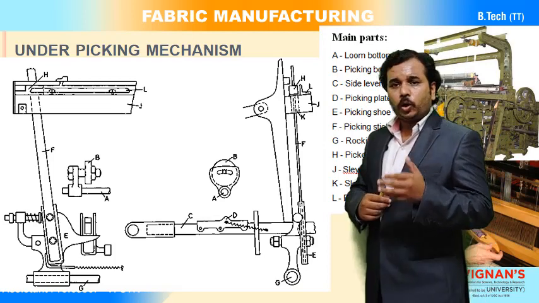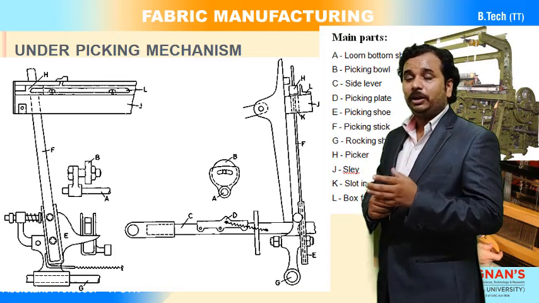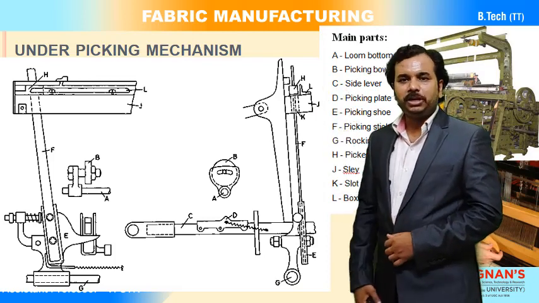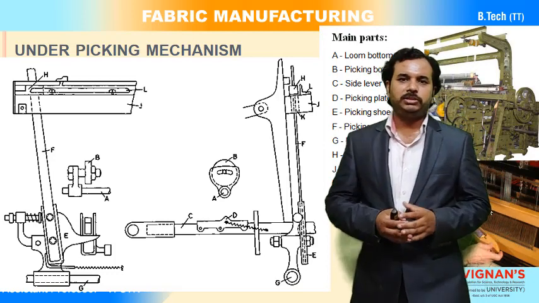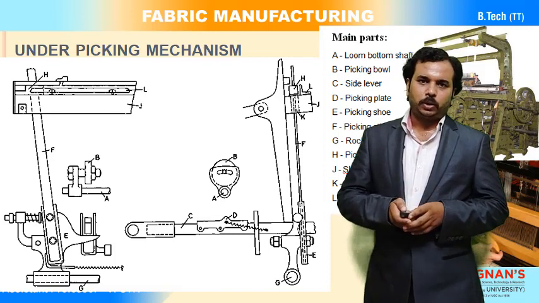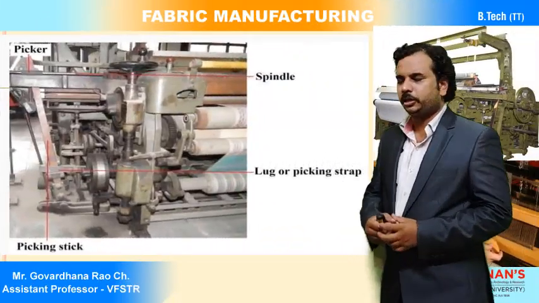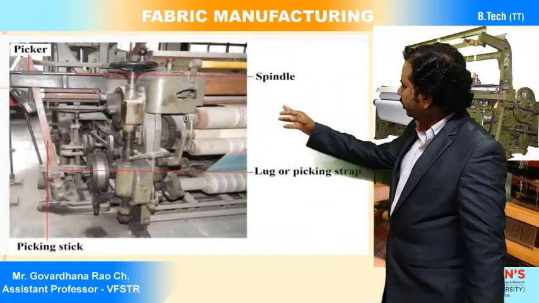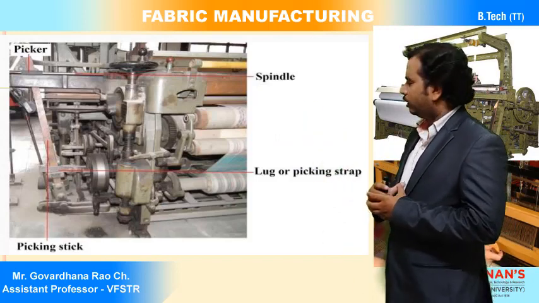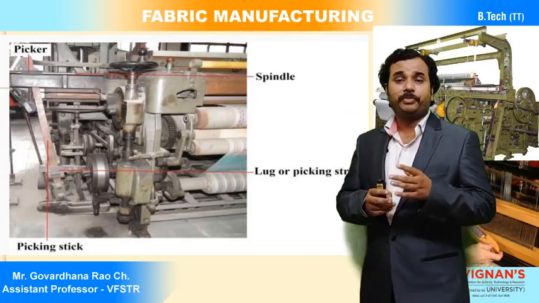From the cam, the motion is going to transfer to the side lever. The side lever will push the picking stick, so that the picking stick will beat the shuttle which is there in the shuttle box. So these are the two different types of cone underpick mechanisms. You can observe in the image that the picking stick is in the bottom side of the shuttle box. There is a picker and there is a spindle in the shuttle box, and at the bottom side of the shuttle box we have a picking stick.